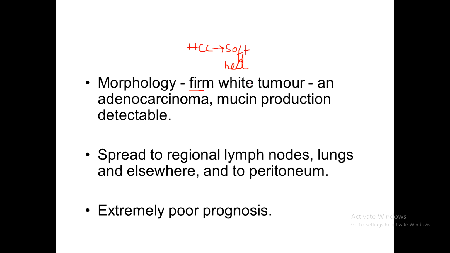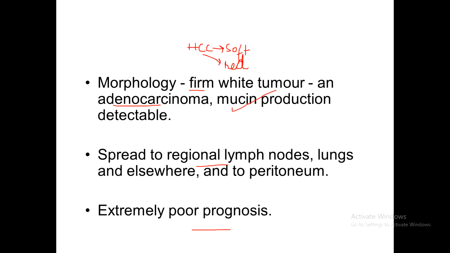Another important difference is that in hepatocellular carcinoma we have plump hepatocytes, while in this tumor we have an adenocarcinoma, which shows mucin production. It spreads to the regional lymph nodes, lungs, and the peritoneum. It has an extremely poor prognosis.